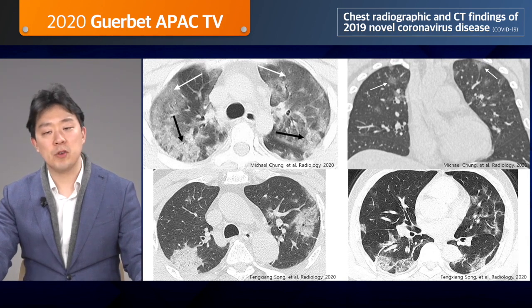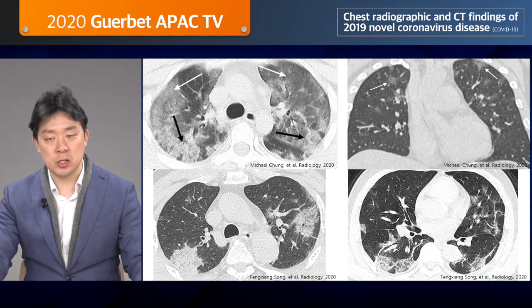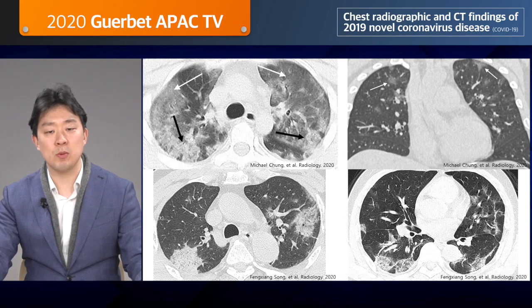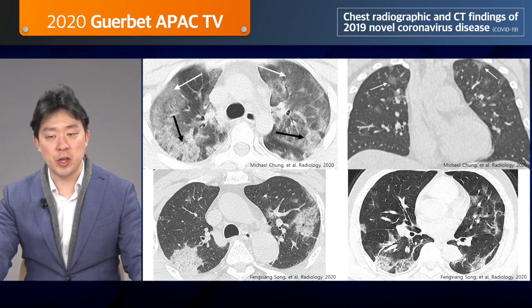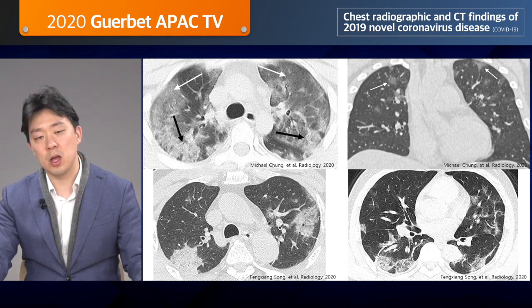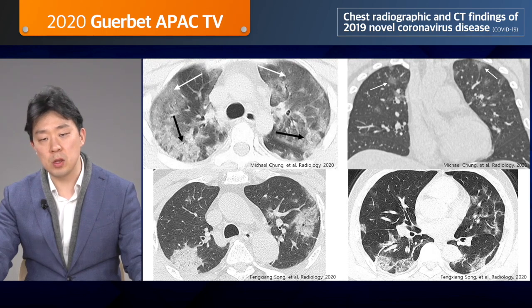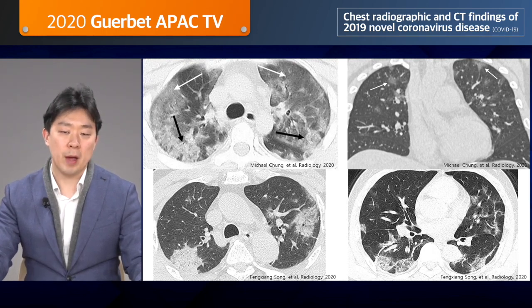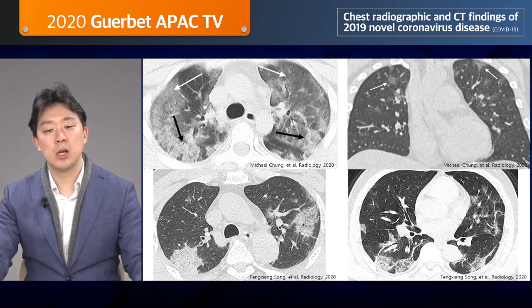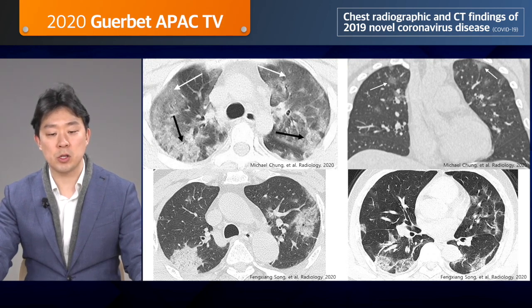These are representative figures nicely illustrating typical CT findings of COVID-19. Ground glass opacities are predominantly distributed along the peripheral posterior lungs. And some regions include consolidation that is accompanied by air bronchogram or crazy paving appearance. In other regions, nodular ground glass opacities are seen along the bronchovascular bundles.